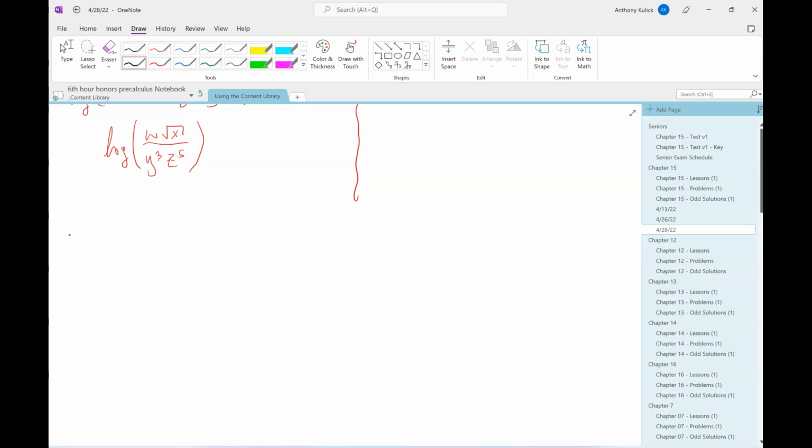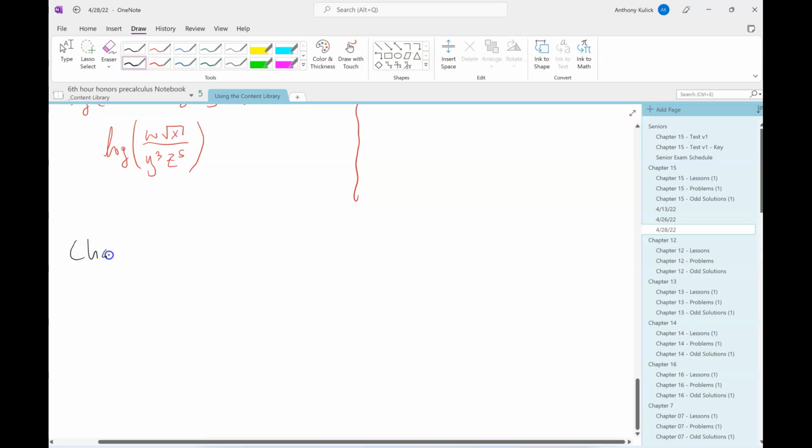The last thing I want to talk about here is I want to refer to this fourth property of logarithms, the change of base formula.